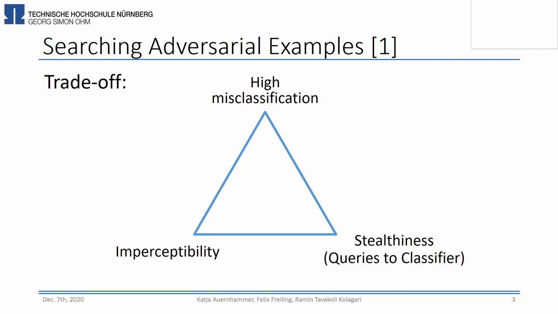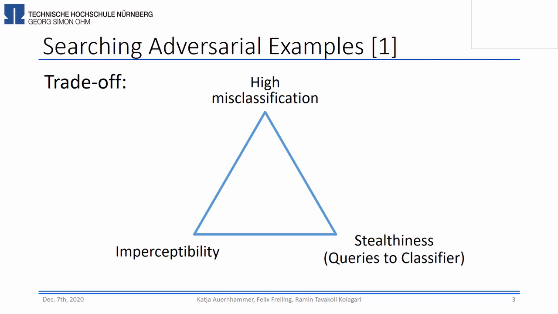And last but not least, adversarial example algorithms should be stealthy, such that they do not need to access the targeted classifier very often. These three criteria have a trade-off, which means that for a high misclassification rate, one might need more perturbations, which means that the perturbations might be perceptible. If one tries to create adversarial examples with small perturbations, they might require more queries to the classifier, to find the decision boundaries and to clearly define and find small perturbations that are yet successful.